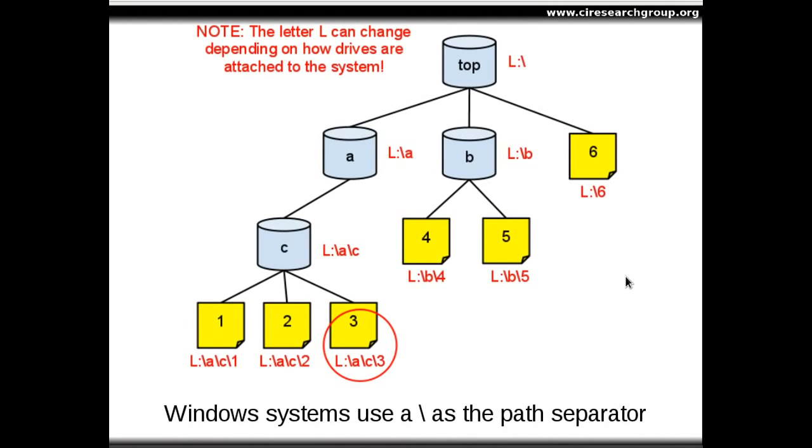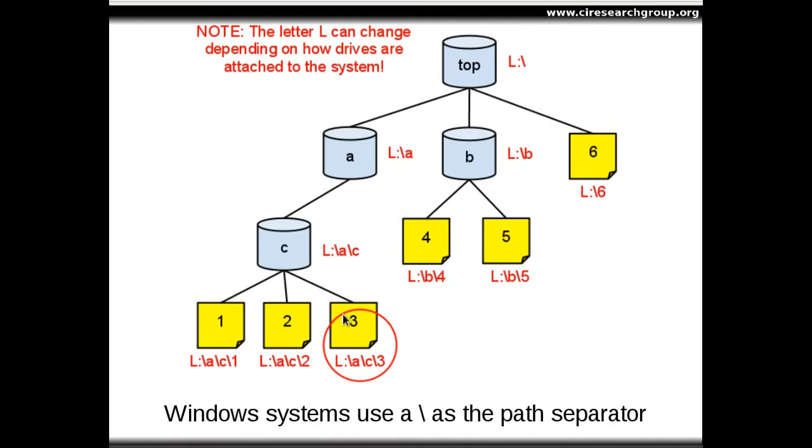On a Windows system, we would use a backslash as a path separator. Furthermore, paths in Windows, or absolute paths in Windows, which I'll talk more about in a moment, begin with a drive letter and a colon. In this case, I'm using the letter L to represent the drive letter, but this can change depending on how the drives are attached to the system.